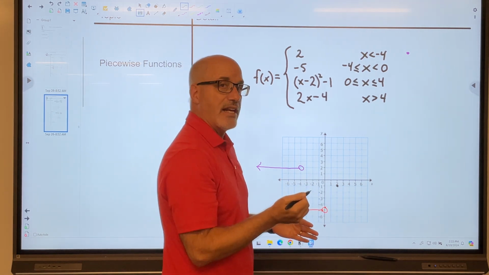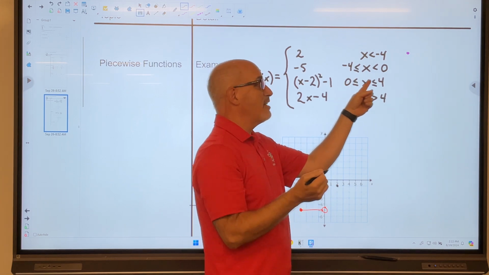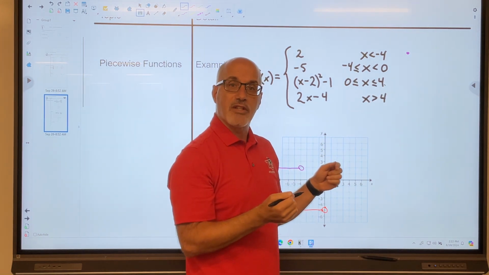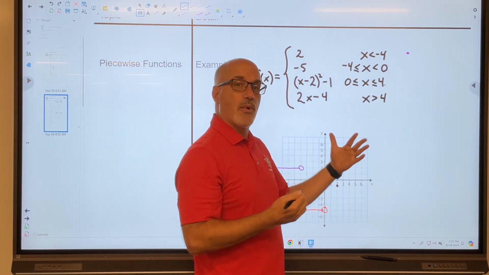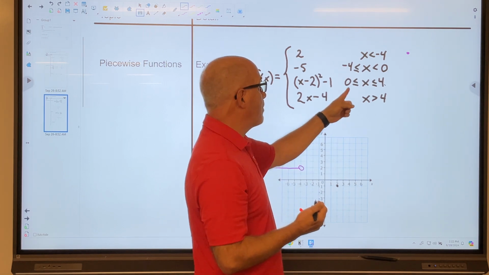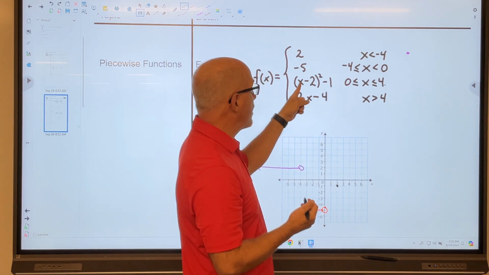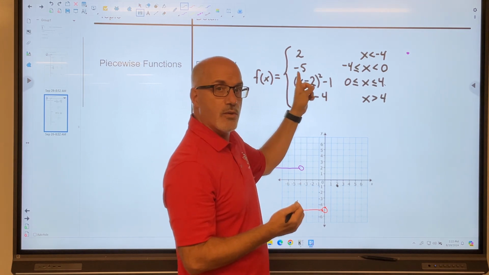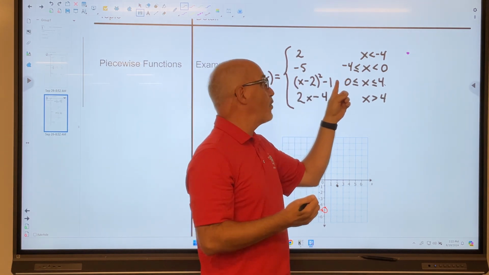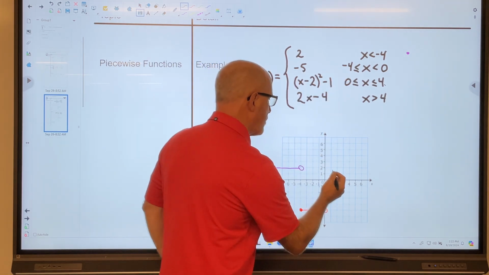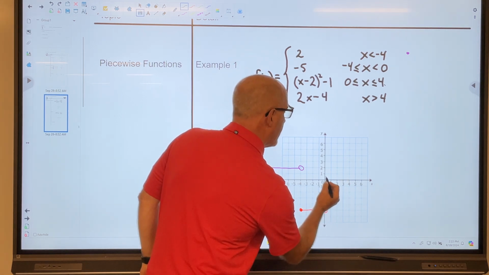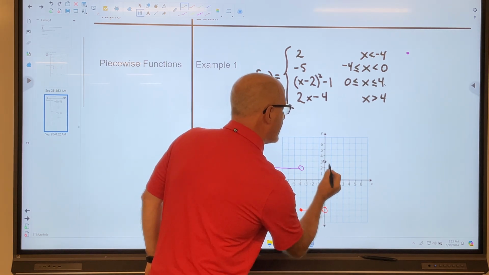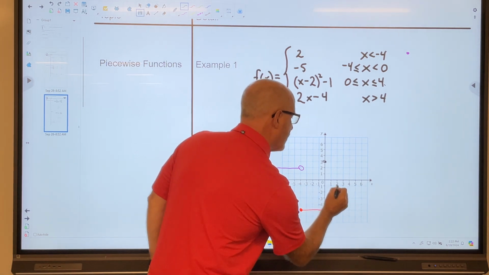Now here's an advantage. I'm actually going to put these values in to see what happens to those points. Put the endpoints into the rule. That will help you figure it out. So put in 0. 0 minus 2 is negative 2. Negative 2 squared is 4. 4 minus 1 is 3. So I'm going to put in 0 and get out 3. So the graph looks like this over here.